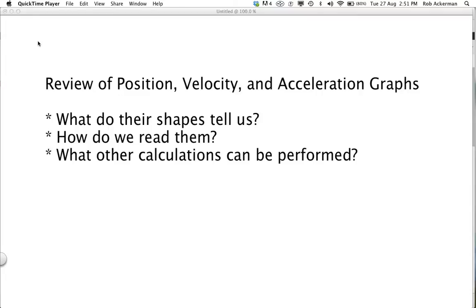This one deals with a review of position, velocity, and acceleration graphs, also called position time, velocity time, and acceleration time graphs, or maybe you know them as dt, vt, and at graphs. Now this is a review, so it's assuming you've already taken the grade 11 course and you've done the kinematics unit. I'm not going to go into too much detail on what we're about to cover. I'm going to assume that you did that in the grade 11 course.